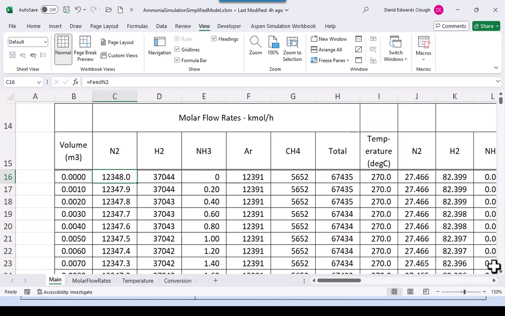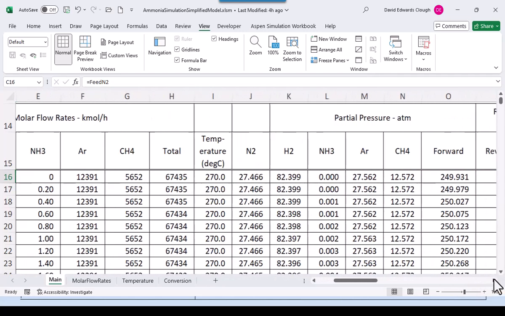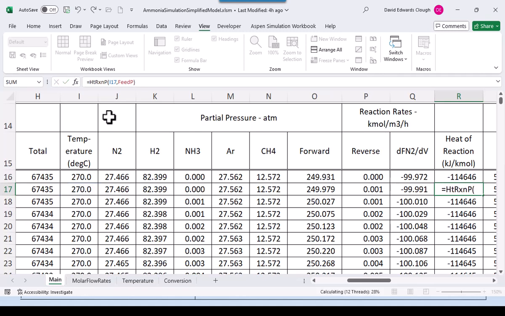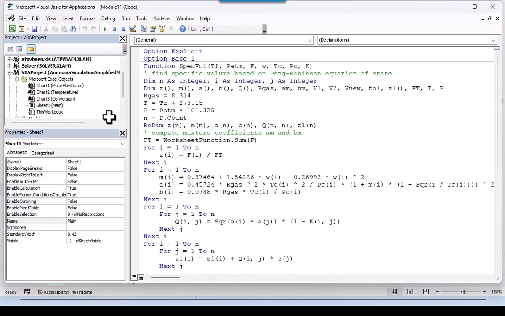And I mentioned one over here that was heat of reaction, where we're using a function called HTRxNP. All right, so we're using that. And so we need to see what are the VBA functions that go into this model. All right, so we can go over to the Visual Basic Editor.